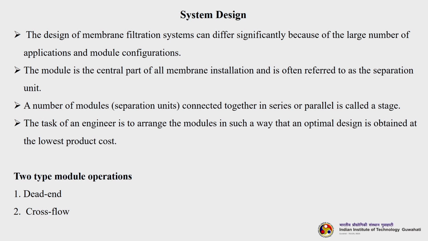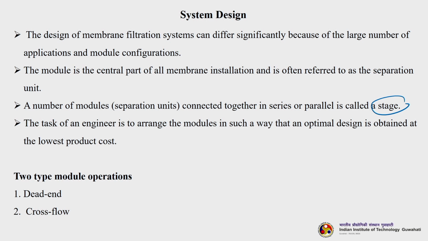A number of modules connected together in series or parallel are called a stage. We can have 2, 3, 4 or 6 modules together, connected in such a way that I can call it a stage. So, we can have more than 1 stage, 2 stage, 3 stage. This is basically in series, or we can call them cascade also.